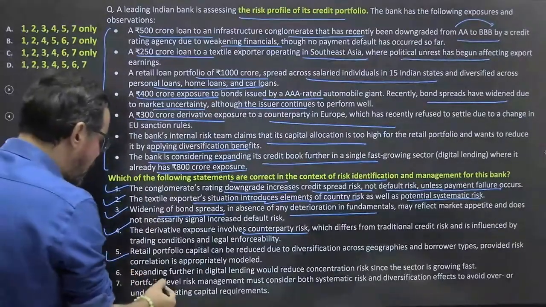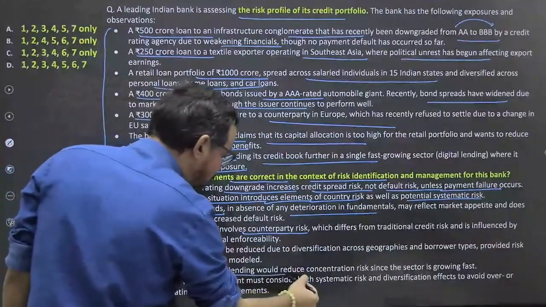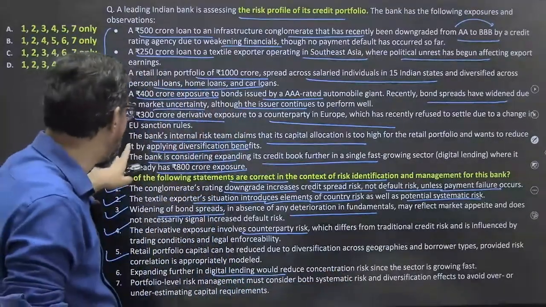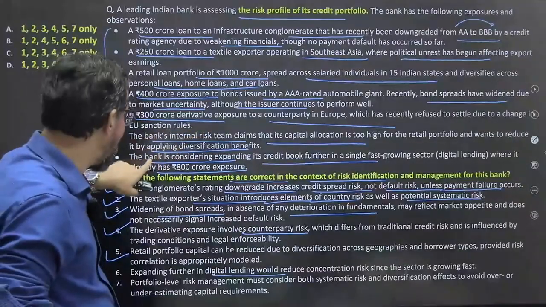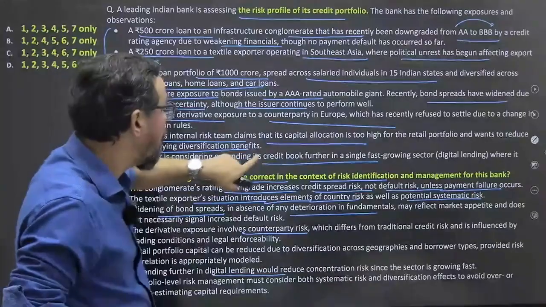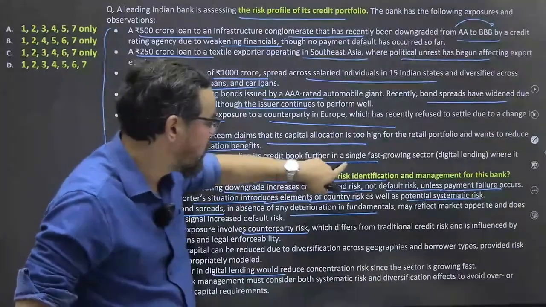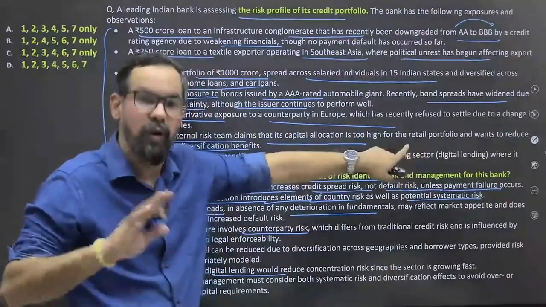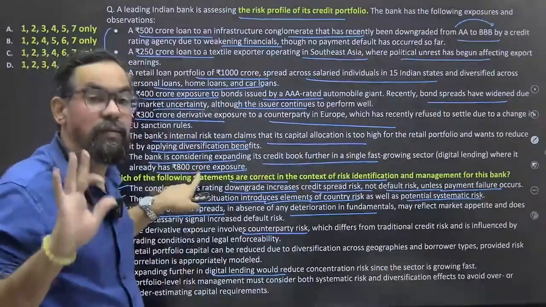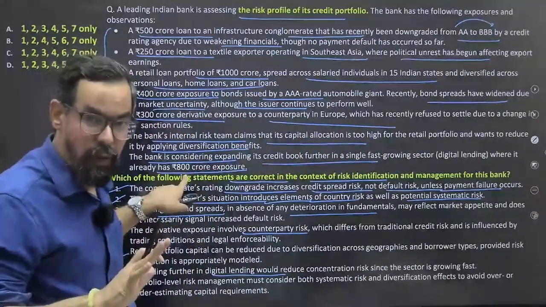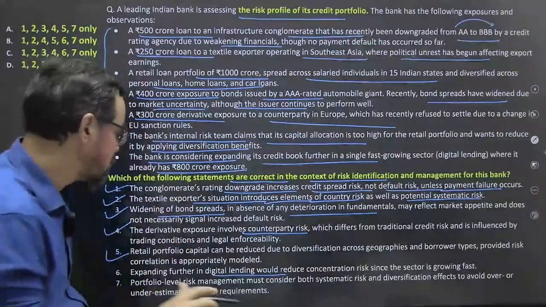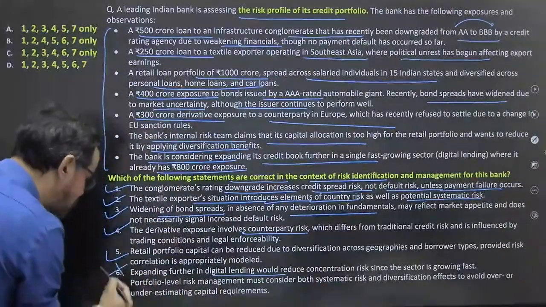Again, expanding further in digital lending would reduce the concentration. This statement is wrong. We have already money in this particular area. The bank is considering expanding its credit book further in a single fast growing sector. We already have concentration in digital lending, in which we already have 1,800 crore rupees, and we are expanding that one, so that will increase the concentration risk on this particular one. So this statement is wrong.